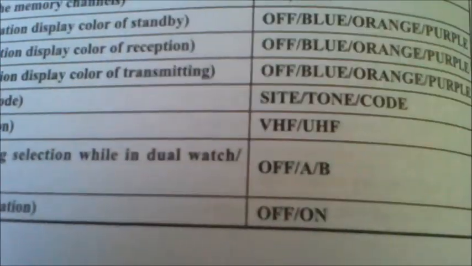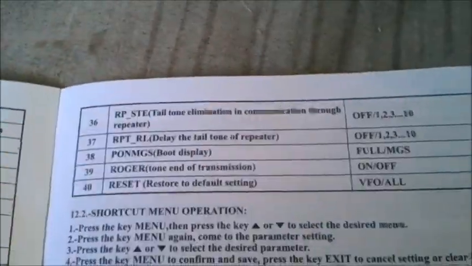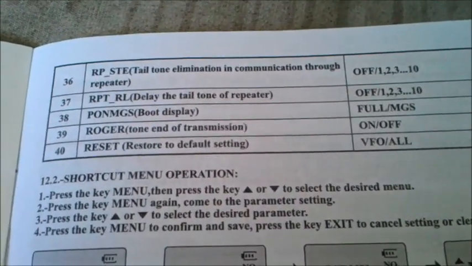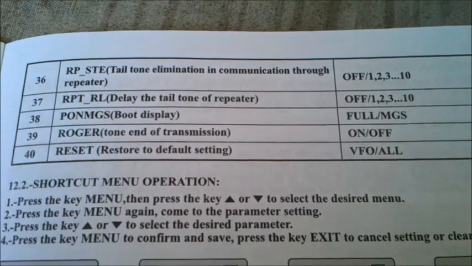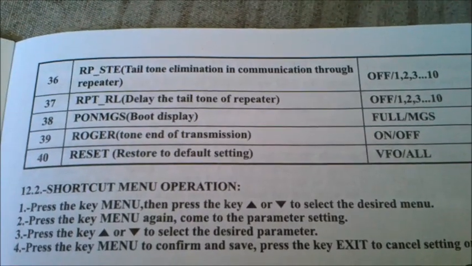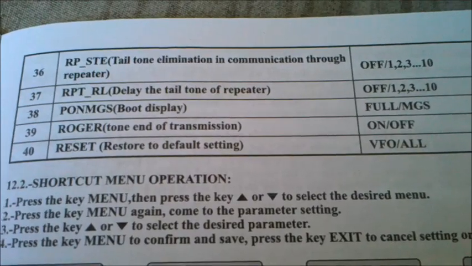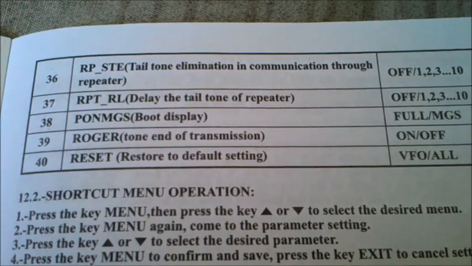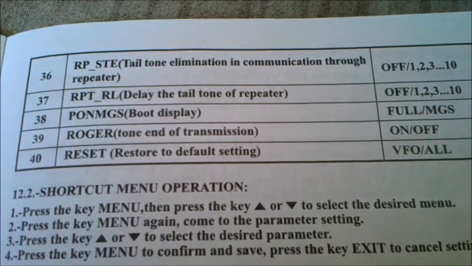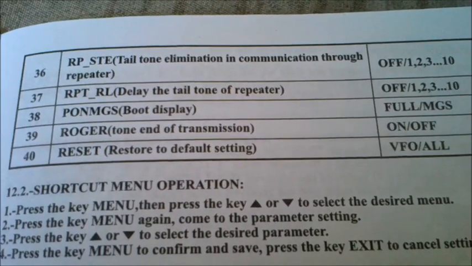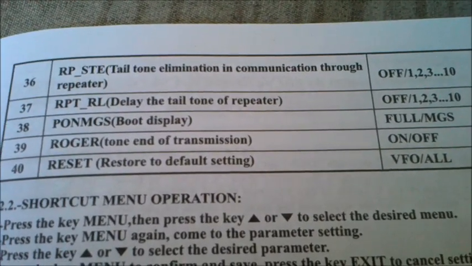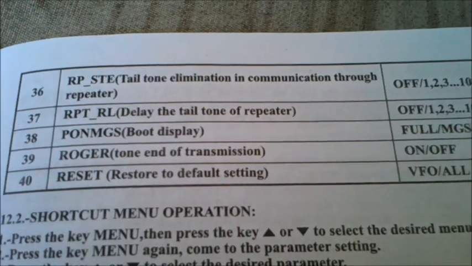Tail tone elimination. That's a tone that's transmitted for the repeaters to let the repeater know that you've stopped transmitting. The other significant menu here you'll want, like I said, most of these have to do with things that you're going to use if you're a ham operator. We're not going to do that. We're going to use it for the public frequencies.